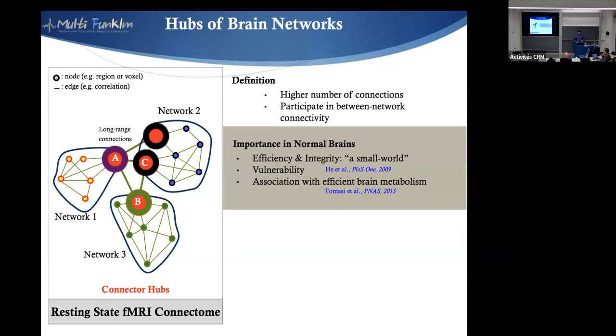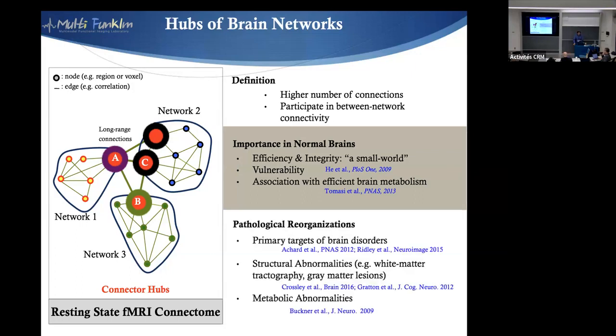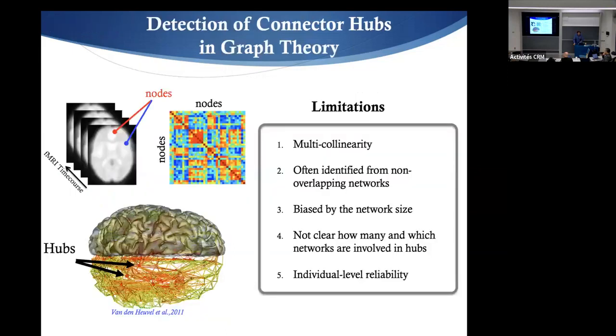And they are characterized by a high number of connections. They participate in between-network communication. It's been shown that they are efficient, so it's part of what we call the small world organization. They are also associated with efficient brain metabolism. So if you look at glucose metabolism, it does not increase linearly with the amount of hubness. You have a plateau effect, and we have shown that. And it's also vulnerable. So if you attack specifically those regions, you're going to destroy the network structure. And it has been shown that this is changing in pathological cases, notably in epilepsy.